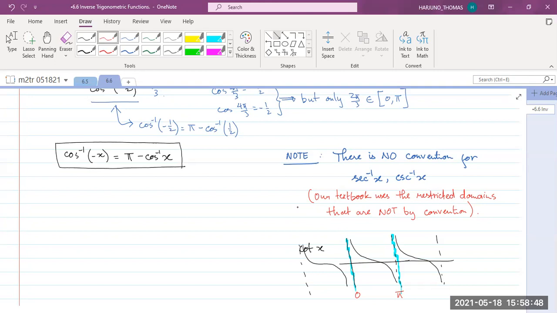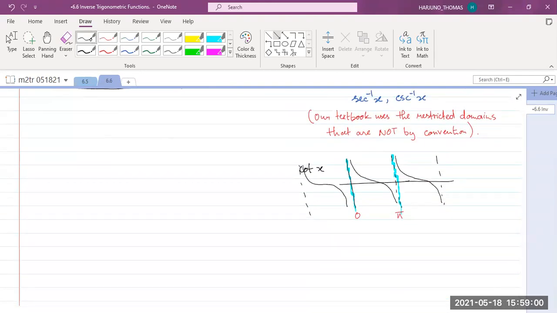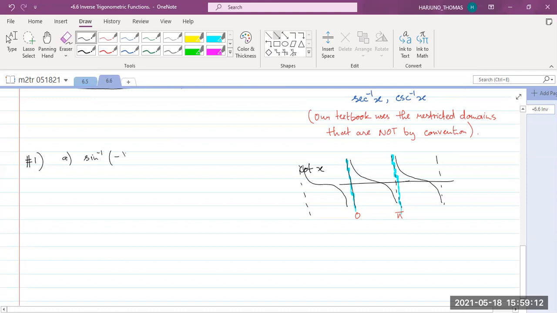Now we will do problems. I will do problems that give us some variation toward the end. So I will do quite a lot of problems here. Number 1, I start from the easiest one. Sine inverse of negative radical 2 over 2. Then it must be quadrant 4, right? It's negative, the reference angle pi over 4.